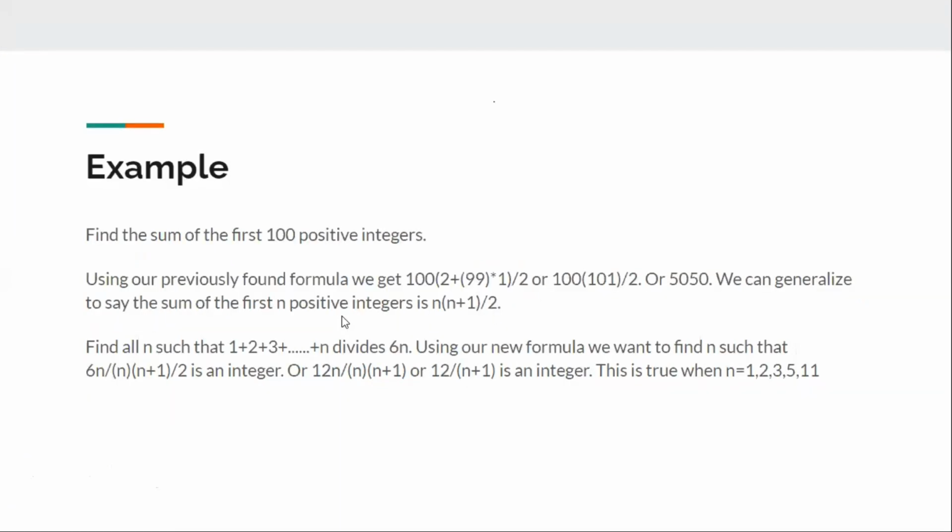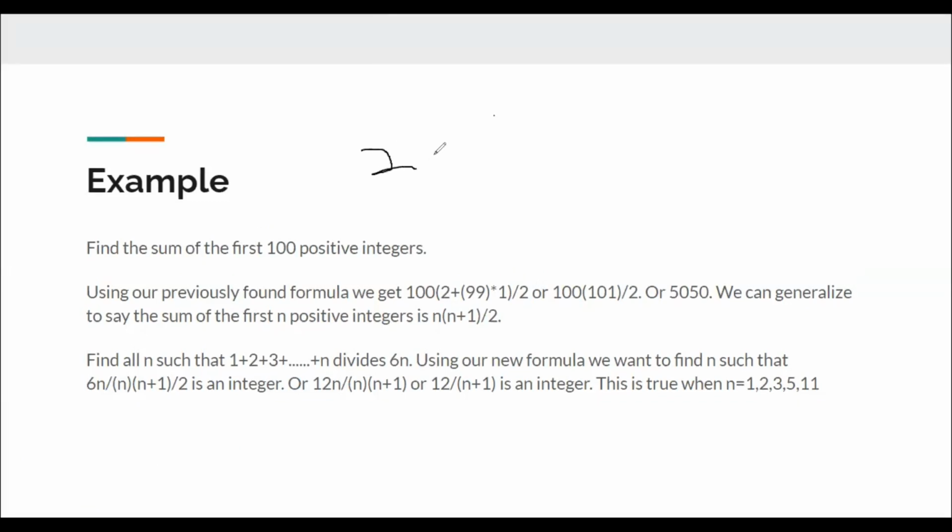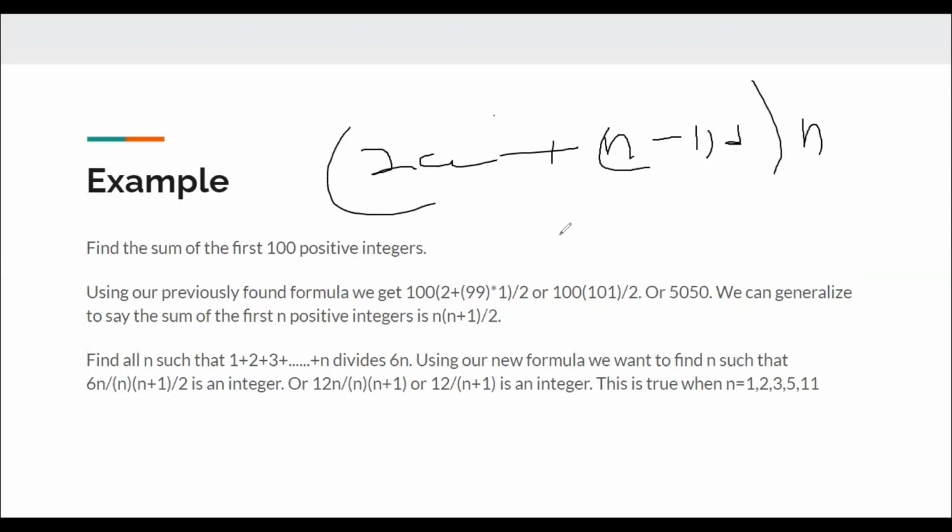So here's an example. Find the sum of the first 100 positive integers. Many of you probably already know the formula, but I'll show you how they got it. We can use our previous findings: 2a plus n minus 1 d, times n, all over 2. A is your first number, which in this case is 1, so this becomes 2. Plus n minus 1 times d. Let's just say there's n terms.